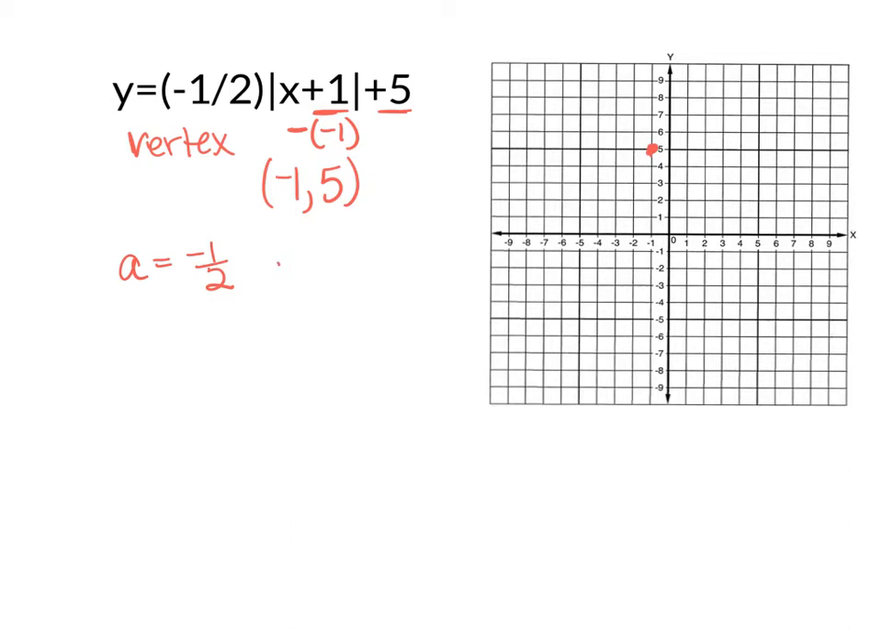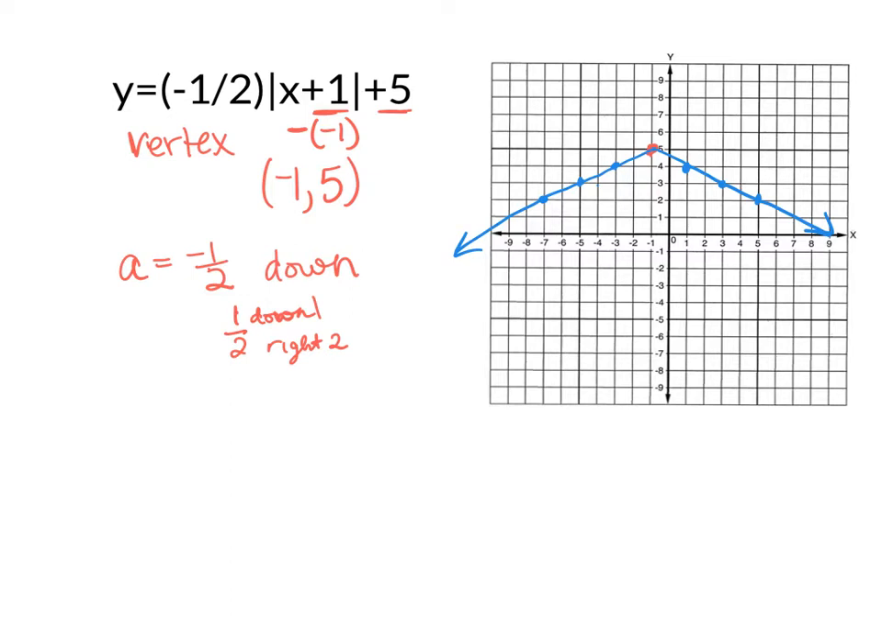My slope, my a, is negative 1/2, so it opens down, and it has a slope of 1 over 2, down 1, right 2. So from my vertex, we're going to go down 1 and right 2, down 1 and right 2, and we can keep going. There's my right branch. And my left branch, I'm going to go down 1 and left 2. Here's my left branch. And this one's wider.